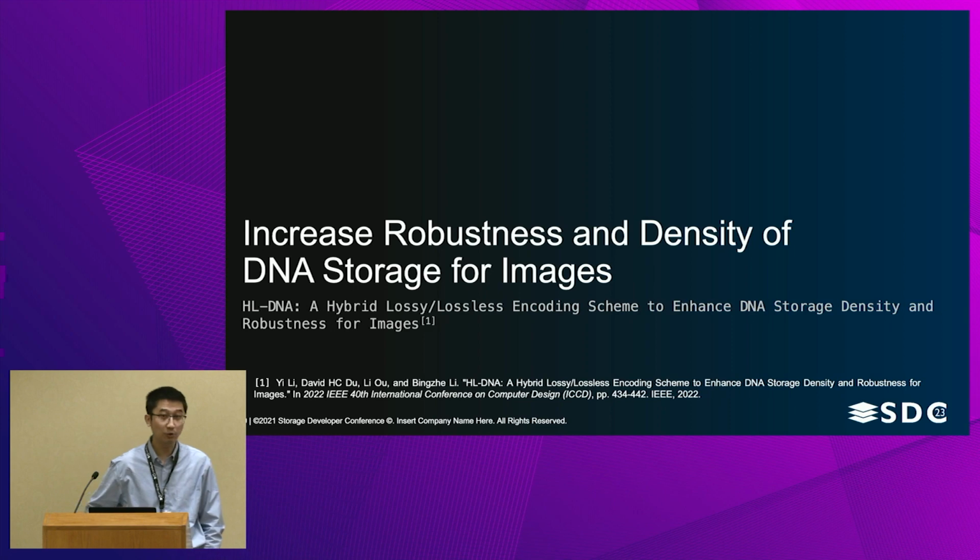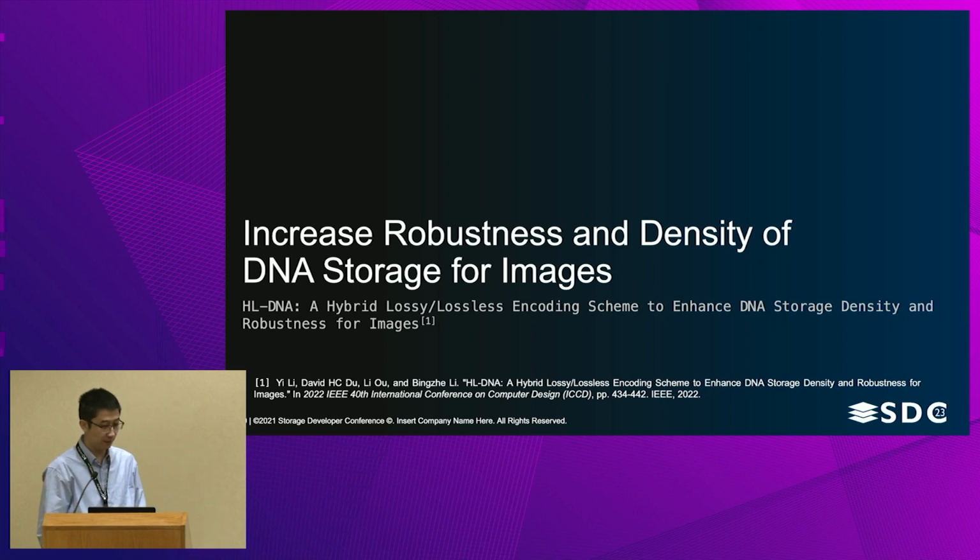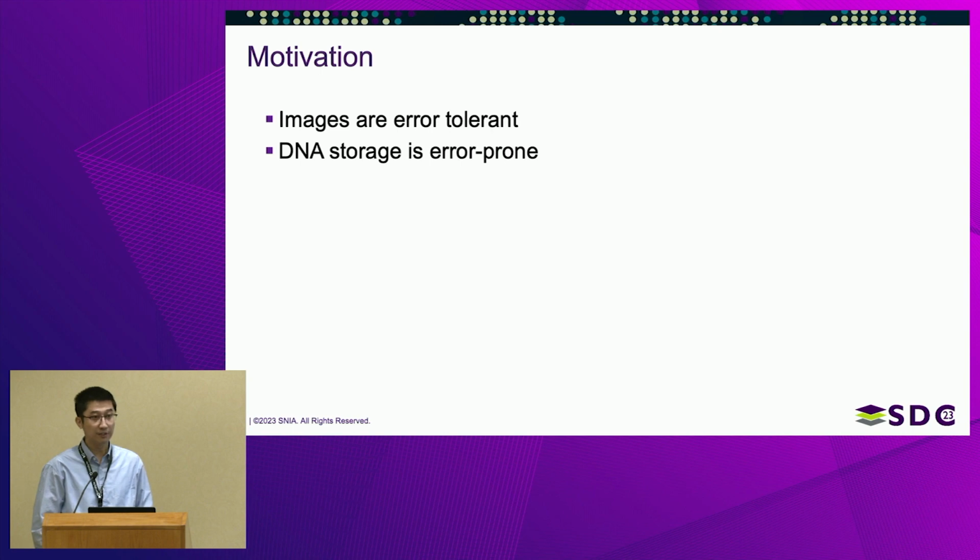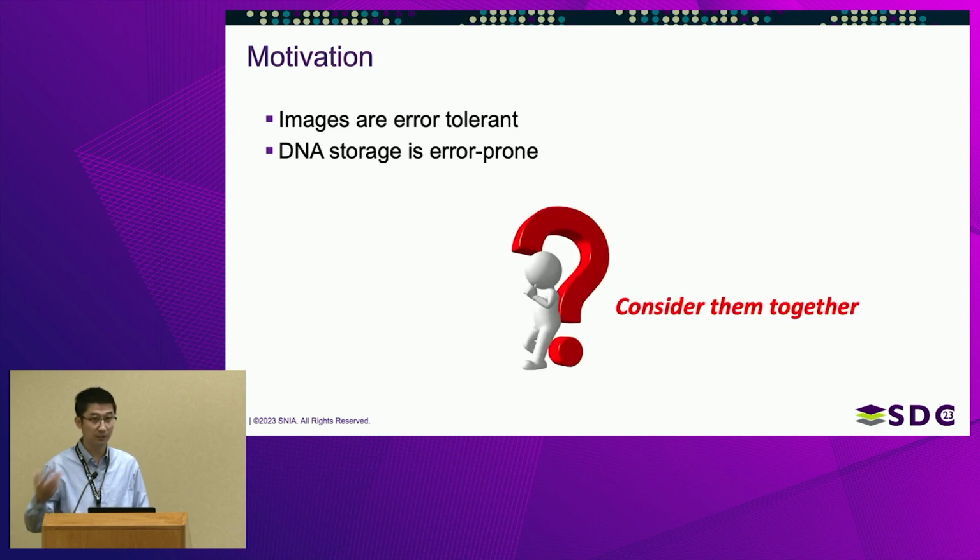Okay, so let's go to the last one, which is HLDNA, which tries to increase the robustness and density of DNA storage for images. The motivation of this work is that images are error tolerant and DNA storage is error prone, so we try to consider these two together.